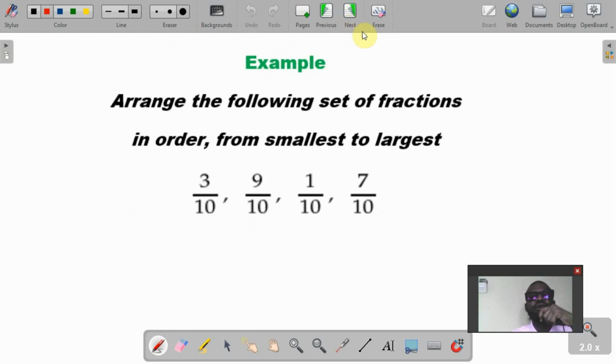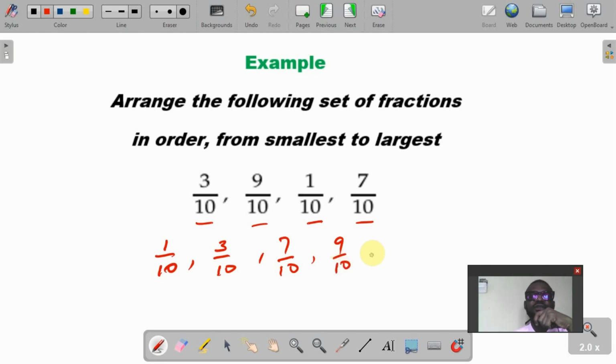Let's take a look at this question. Arrange the following set of fractions in order from the smallest to the largest. Since all their denominators are the same, we'll start arranging the numerators. So the smallest numerator becomes the smallest number. Among these fractions, the smallest fraction is 1 over 10, followed by 3 over 10, then 7 over 10, then my largest fraction here is 9 over 10. Now we have succeeded in arranging these fractions in ascending order.